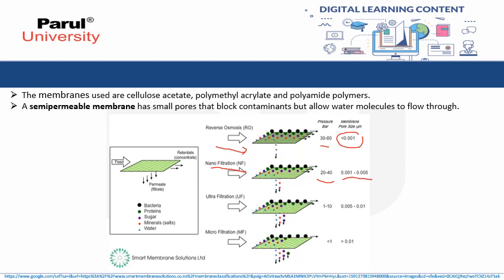So as shown here in the example, the black particles are the bacteria, green are proteins, purple is sugar, red is mineral and sky blue color is of water. So we can see here in reverse osmosis only the water is coming out and the rest, the bacteria, protein, sugar, minerals, are not passed from the membrane.